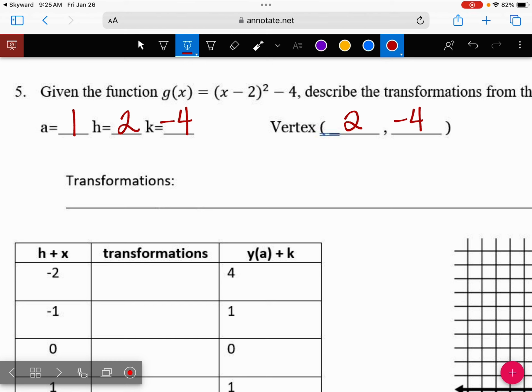All right, so let's go ahead and state our transformations. There are only 2 transformations that we're going to have. The first transformation, because H is 2, what is that going to make my graph do? Go to the right 2. So let's write that. This graph is going to go right 2. And because K is -4, Xavier, what is that going to make the graph do? Go down 4, good.